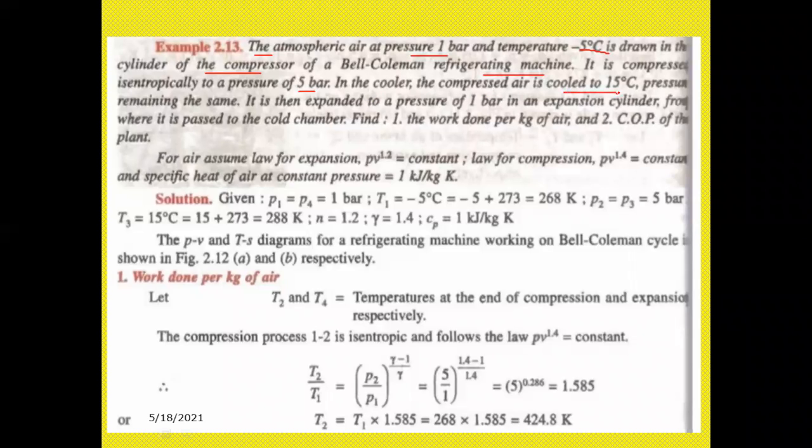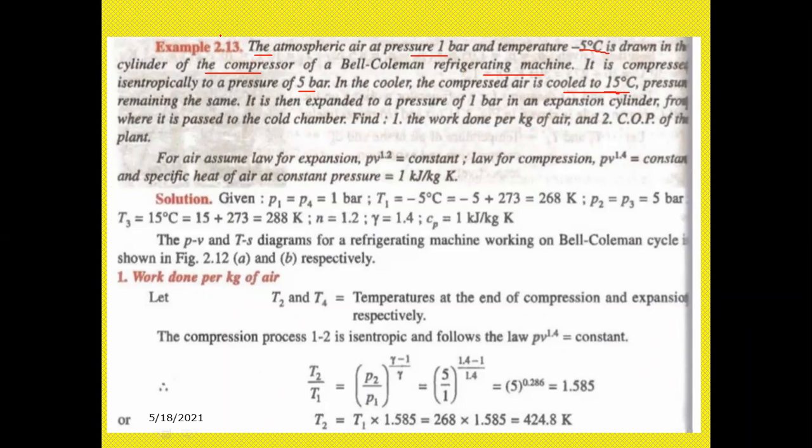So what it is saying in the question, from the cooler. Cooler means which temperature? Temperature 2, or temperature 3, or temperature 4? So cooler means from refrigerator to the compressor, compressor to the cooler, to the expander, to the refrigerator. So the temperature across the cooler will be T3. Therefore, the temperature is cooled at 15 degrees. So directly you have to keep in mind that it is temperature T3.